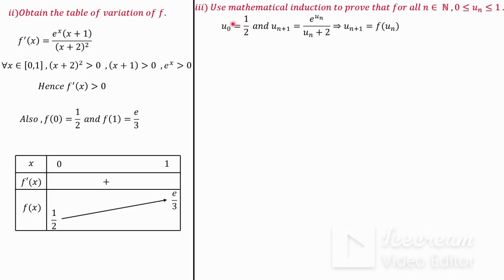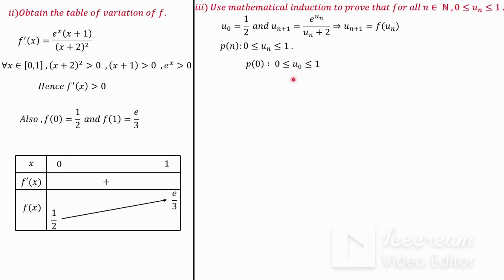Yes, so let us then prove this using mathematical induction. First of all, let p of n be our statement which we want to prove: p of n is 0 less than or equal to u of n less than or equal to 1. So let us prove whether it is true for n equals 0. For n equals 0, we get p of 0 to be 0 less than or equal to u0 less than or equal to 1.